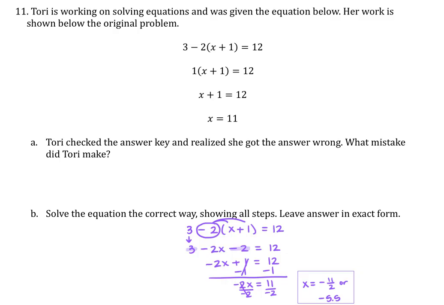So the first thing that I did was distribute my negative 2. And if you notice, the first thing that Tori did was 3 minus 2 to get that 1. So she subtracted instead of distributing the negative 2. And remember, you can't do the 3 minus 2 because that would be subtraction before you multiply. Remember, when we simplify expressions, multiplication comes before subtracting.